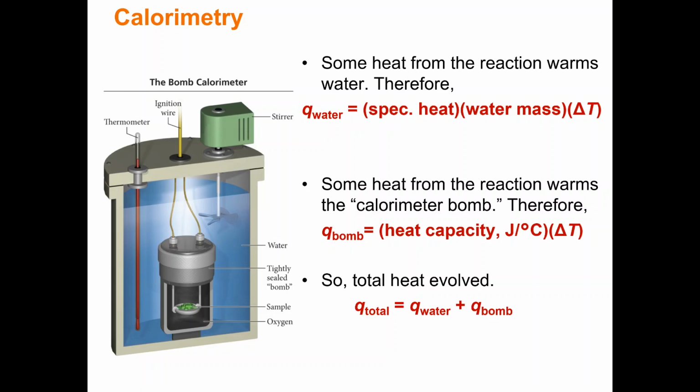Therefore, Q water is equal to specific heat times the water mass times delta T, of course. But some of the heat also warms the calorimeter. Therefore, Q of the bomb, the actual calorimeter, is equal to the heat capacity, which refers to an object, times delta T. So the total heat evolved, Q total, is equal to Q water plus Q of the bomb. This is the equation we need for this kind of calorimeter. It accounts for the calorimeter itself, and it also accounts for the water.